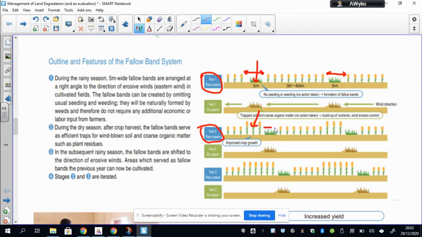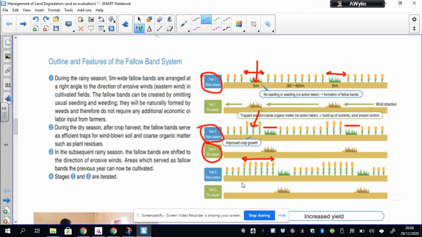A new fallow band has been created, not in the same location as the previous one. Come the dry season of the second year, you can see that the area that was fallow during the rainy season is now becoming the area that traps the topsoil as it blows across the surface. And now you've got a much wider area that is now growing more. So you're getting more crop from a bigger area. So in year 2, it was only about a quarter of your crop. In year 3, or moving into the dry season, you're now getting a much bigger crop into year 3. And you repeat that process.